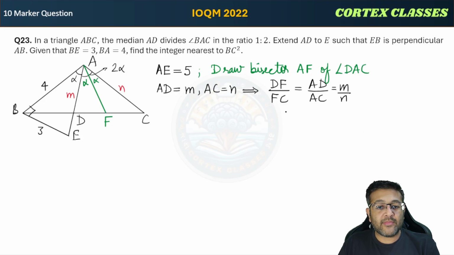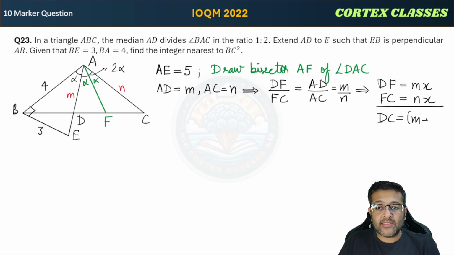df की वैल्यू क्या होगी इसका मतलब? Can I say accordingly now? Can I say, let's say df is mx, and fc can be assumed to be nx. Can I say this? तो guys total dc कितना हो गया इन दोनों का sum? The value of dc can be written as m plus n into x, right? Can I say this thing? dc is m plus n into x.